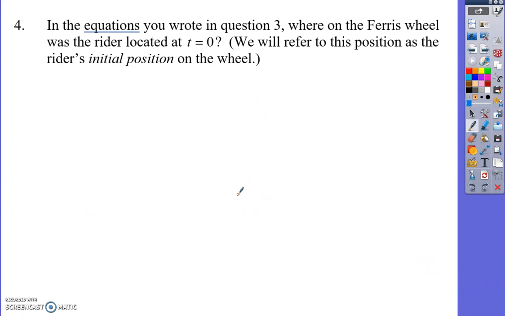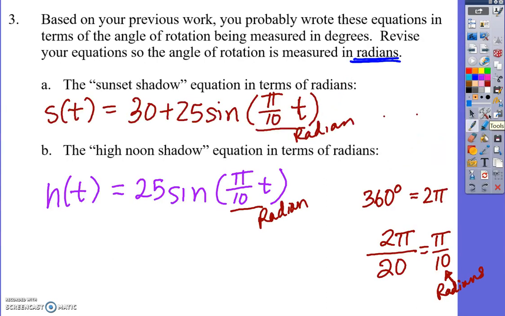Now, in the equations we wrote for question number 3, where on the Ferris wheel was the rider located at t equals 0? This is the initial position. So if we think about this, we've got our Ferris wheel. We know it very well. We're always starting here. That's the initial position. So this is t equals 0. Where is the rider? So think about it again in these two equations from 3.